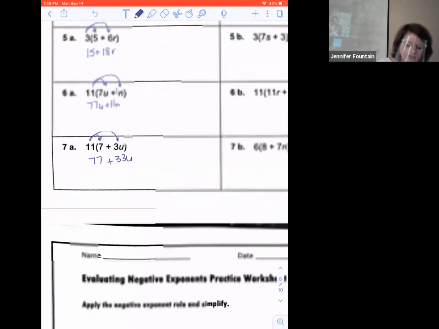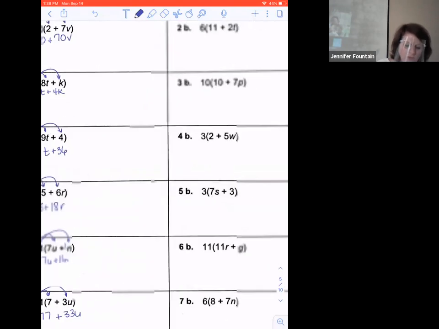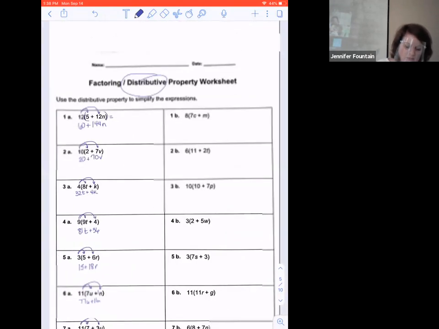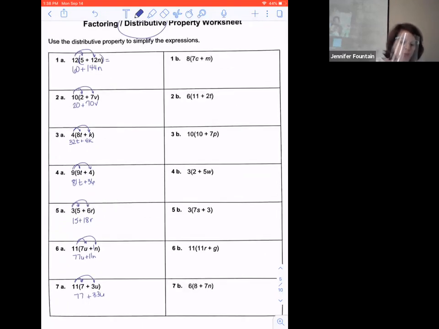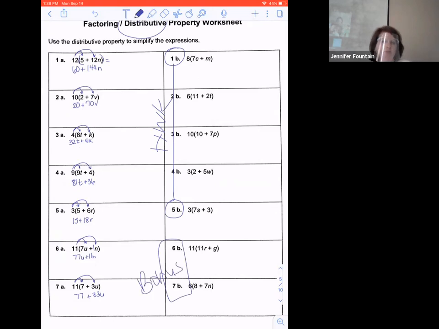All right, so that's the end of that page. What we will do is, numbers 1 through 5b will be homework, and then 6 and 7 will be bonus. So 1 through 5 of the B side will be homework. 6 and 7 will be bonus.